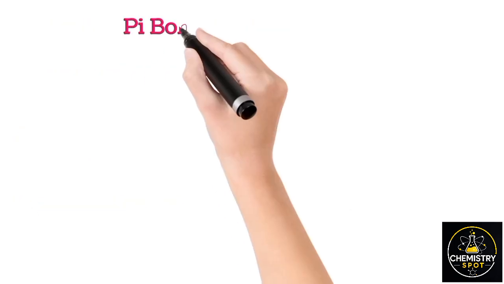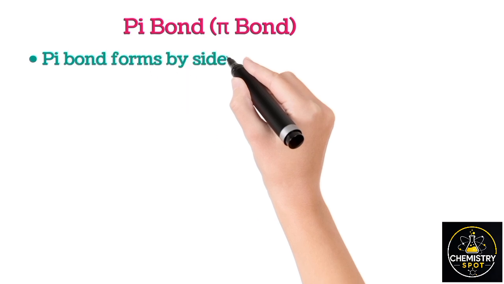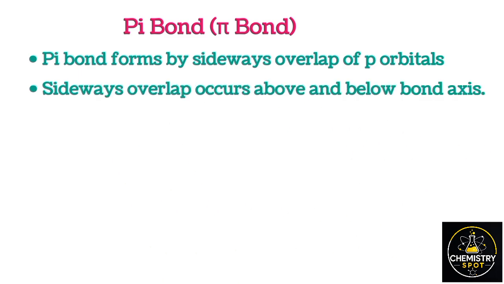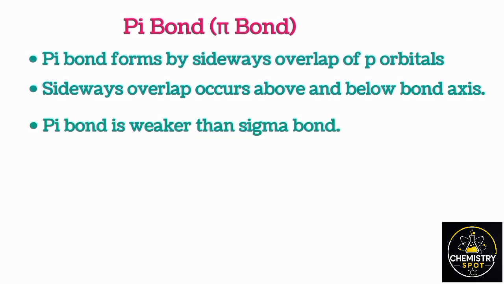Now let us study pi bonds. A pi bond is formed by the sideways overlap of p orbitals. Unlike sigma bonds, the overlap is not direct. Instead, the orbitals overlap from the sides. In pi bonding, the sideways overlapping occurs above and below the bond axis. A pi bond cannot form without a sigma bond. Because sideways overlap is smaller, pi bonds are weaker than sigma bonds.